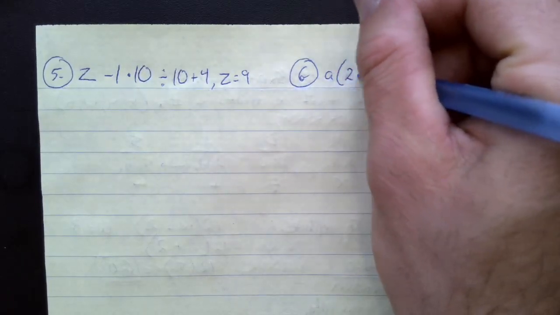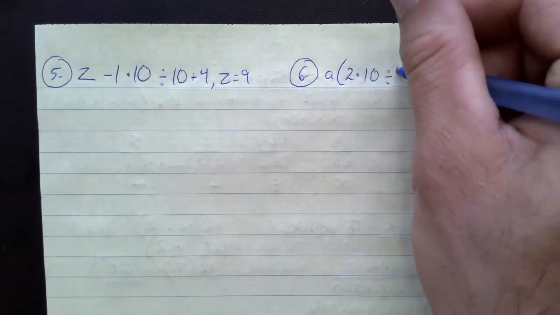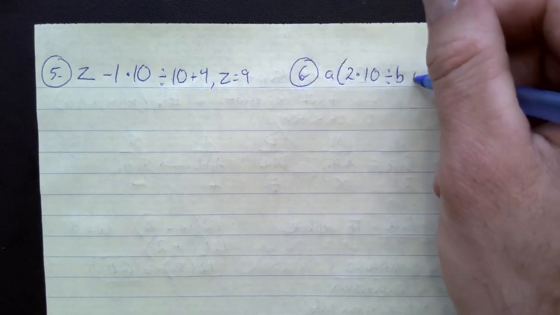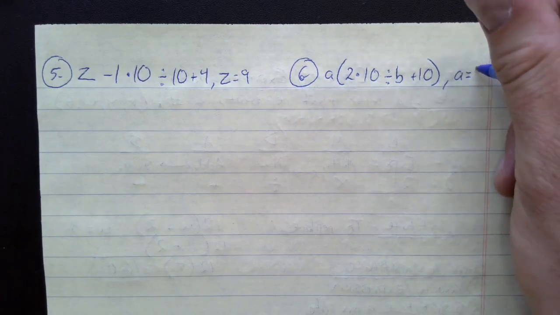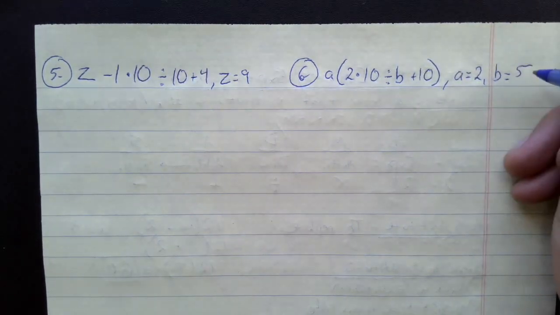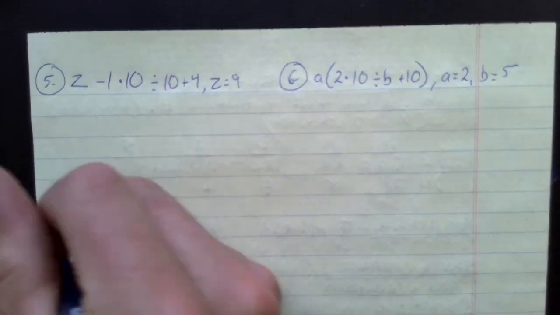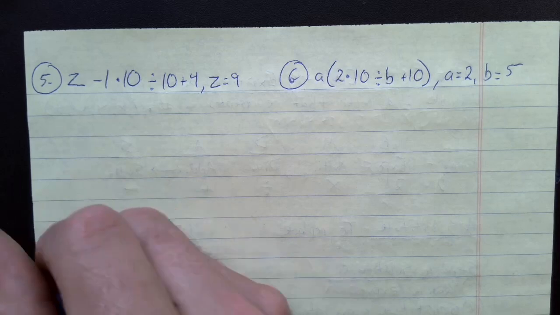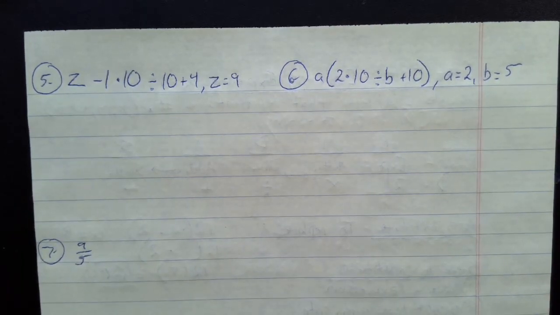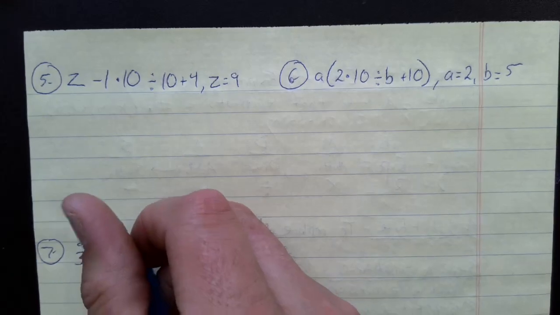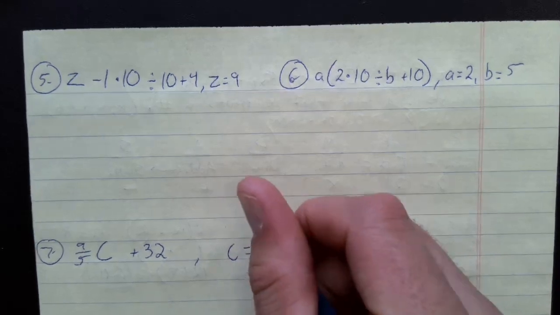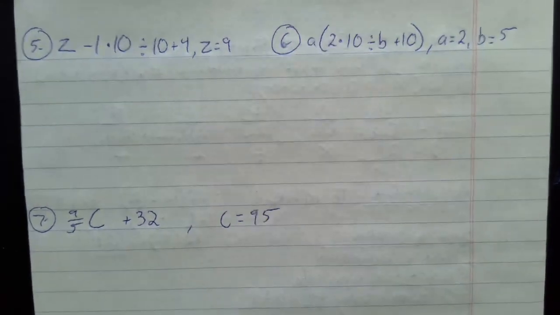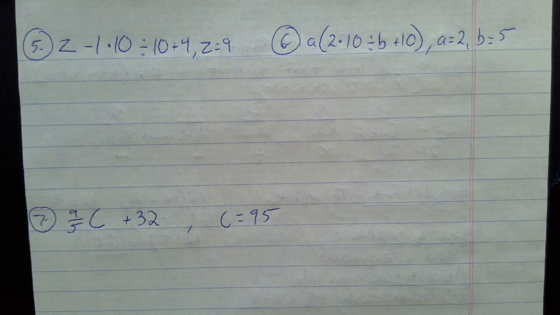Number 6 is a times quantity 2 times 10 divided by b plus 10, where a equals 2 and b equals 5. And skip a couple lines for number 7, just so you have enough room. And number 7 is 9/5 times c plus 32, where c equals 95. Go and try numbers 5, 6, and 7 on your own.